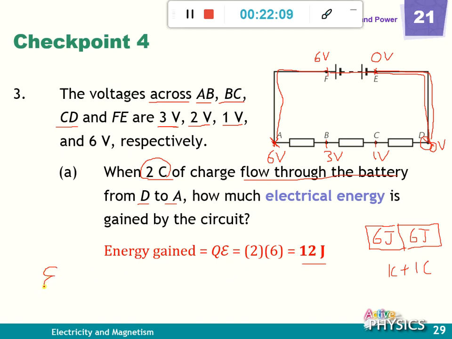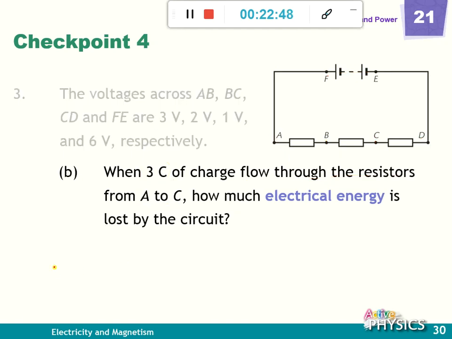By definition, what is EMF? EMF means total energy supplied over charge. Now, what is the epsilon? In this case, we can see that coming into the battery should be 0 volt, but coming out from the battery will be 6 volt. So the difference between it should be 6. It means that EMF should be 6. Now, how much charge is inside it? Should be 2 coulomb. And then what is the energy? Then you can calculate. The answer should be 12. Okay, this one is part A.